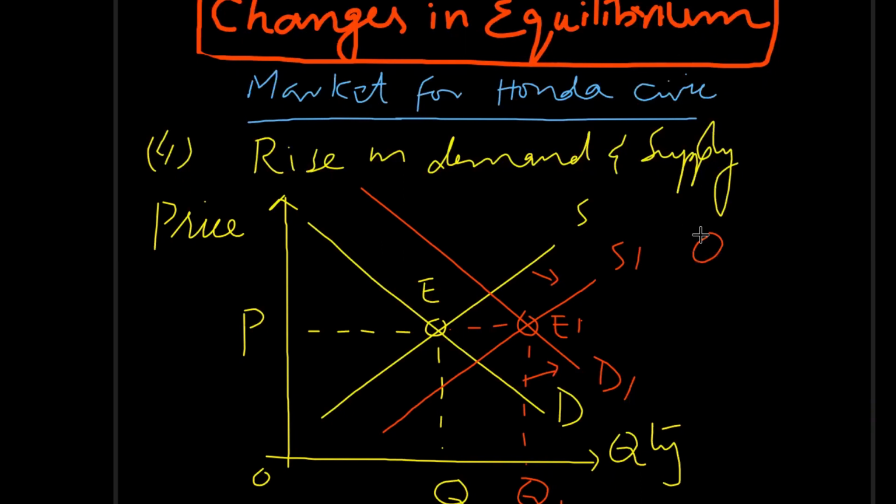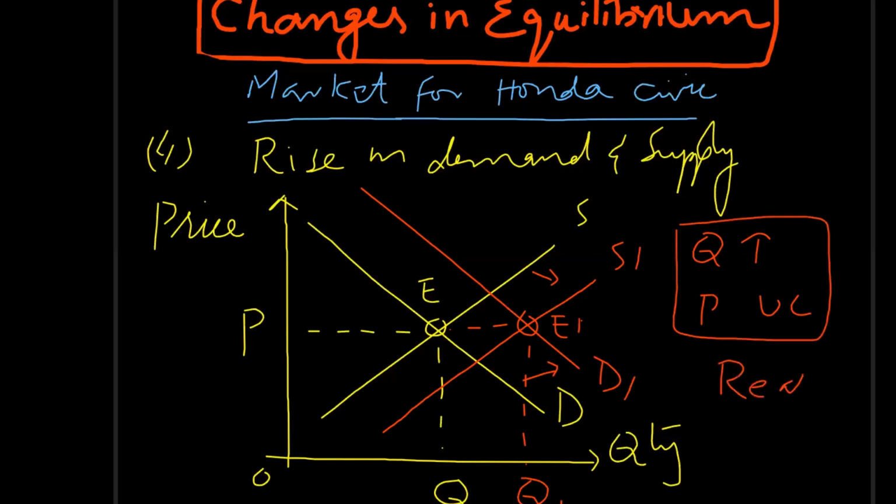Those are really difficult to remember, but if you remember that rise in demand or supply will shift demand and supply to the right, and fall shifts both of them to the left. So in this situation, quantity has increased because new equilibrium is at E1 but price is uncertain.